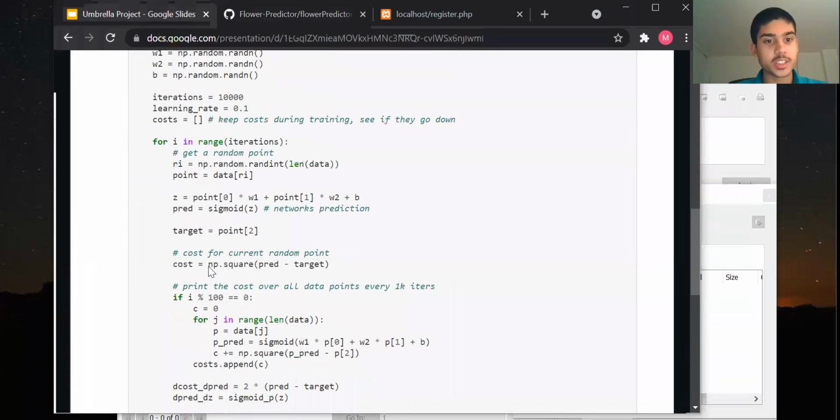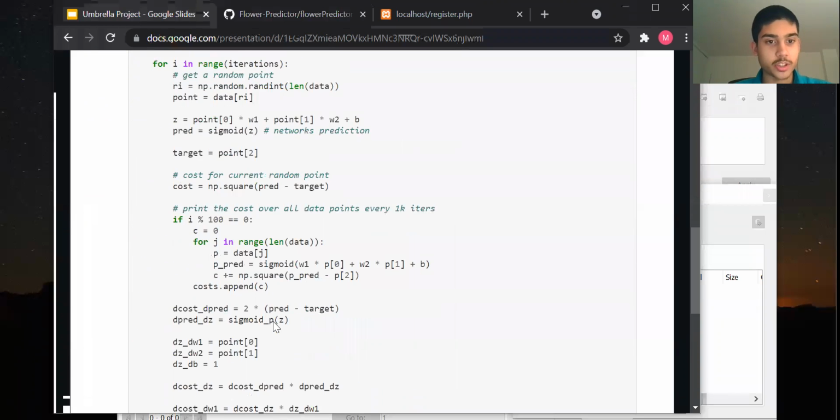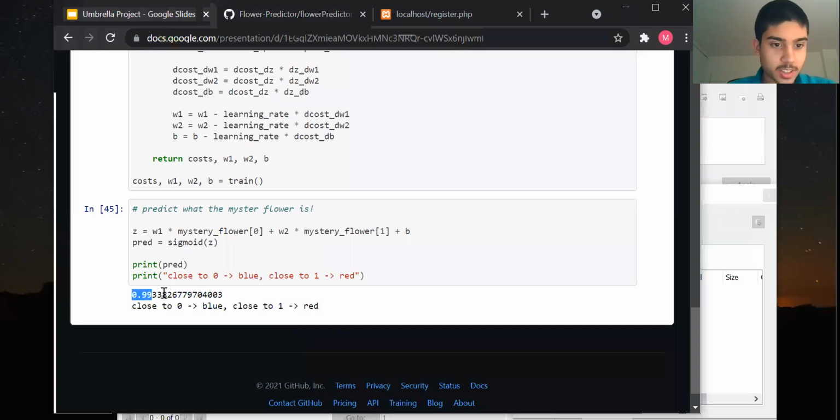And we see for this mystery flower, with a length of 4.5 and a width of 1, the neural network predicted that it is 0.99, which is very close to 1, because any value that's close to 1 is a red flower.